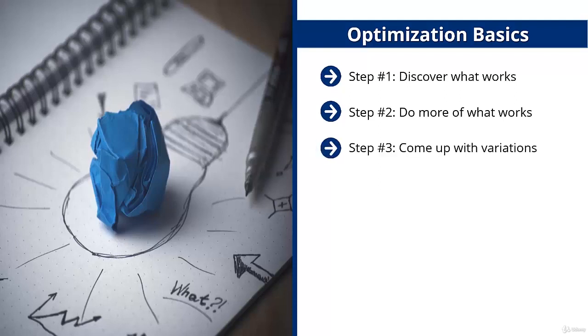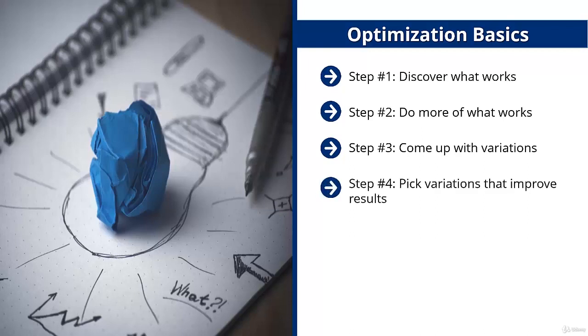Step number 3, come up with variations. Come up with different content or different ways of getting traffic from your tried and proven sources. Mix it up. Come up with variations of your traffic generation techniques. Track the results with each variation.